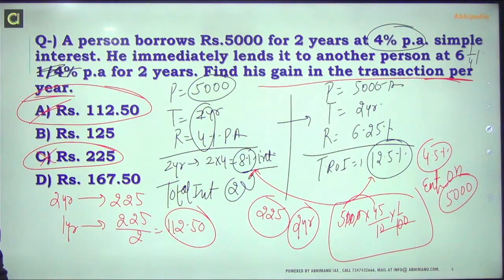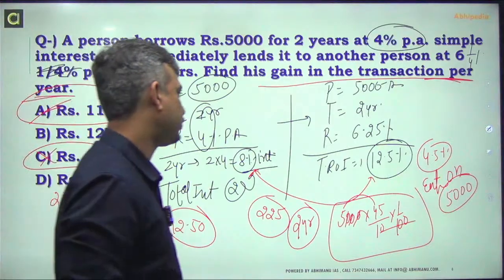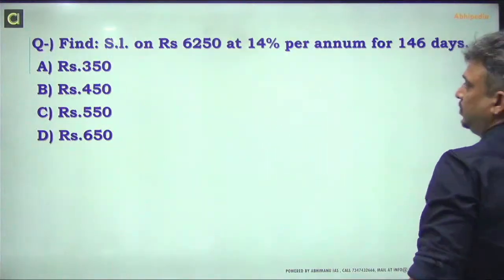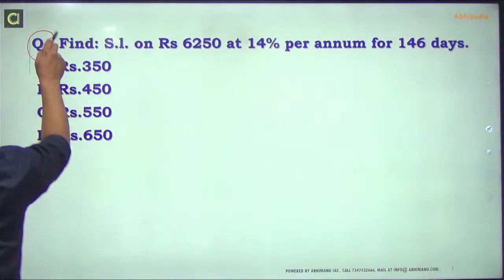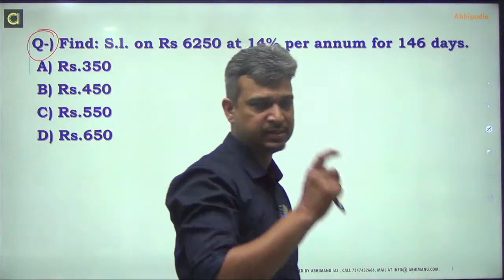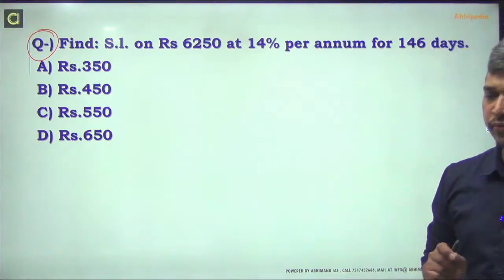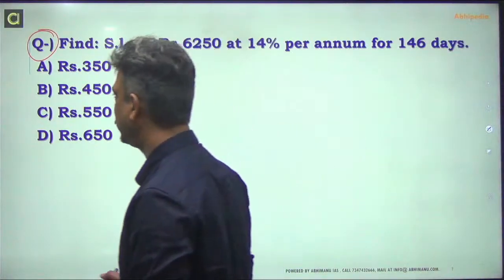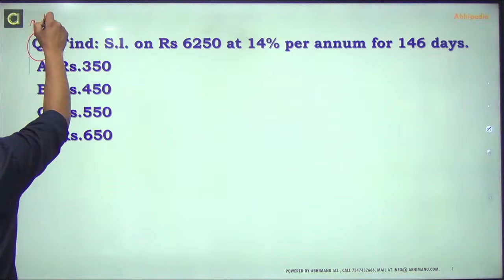Okay. Kamakshi Sen is saying yes, sir. So let us move on to the next question. Find simple interest on rupees 6,250 at 14% per annum for 146 days. That is a very, very interesting question in front of you. Kindly do this question.